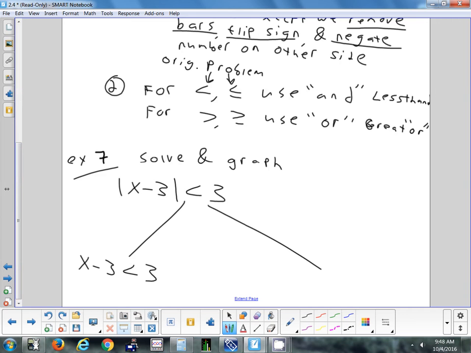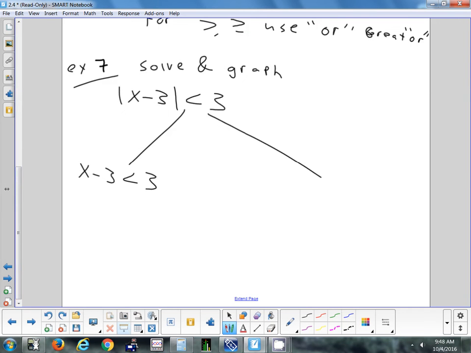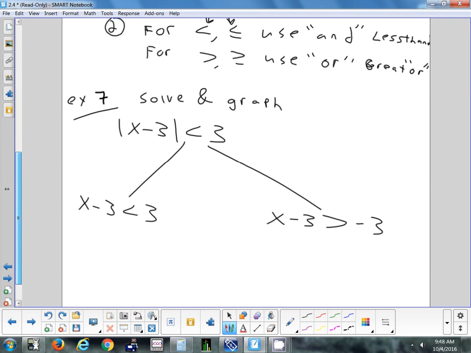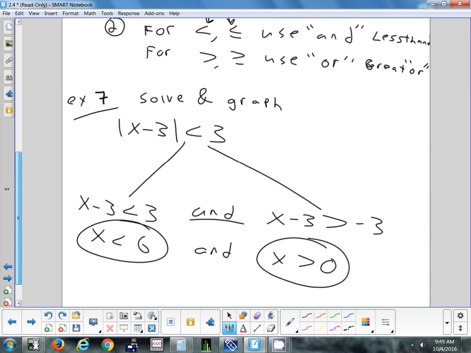John, can you tell me what the second one will be? Still x minus 3. Good, flip the sign, that's what we want. And one more thing, negative 3. So you take out those bars, flip the sign, and make it negative. What word should go between them? And. Less than, right? Less than. Okay, whatever works. All right, and now just add 3 to both sides. So x is less than 6, and x is greater than 0.